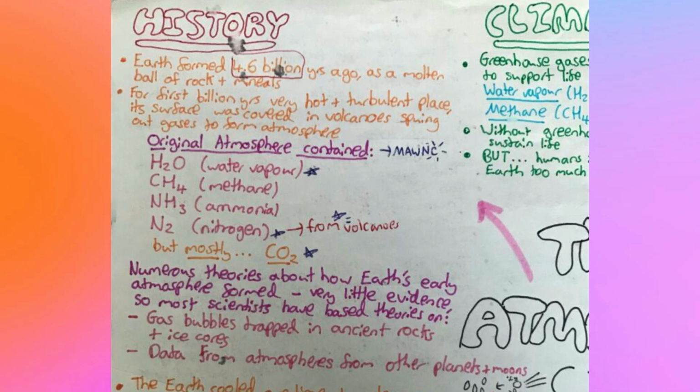Now, we have numerous theories about how the Earth's early atmosphere formed, but very little evidence. So most scientists have based their theories on gas bubbles trapped in ancient rocks, gas bubbles trapped in ancient ice cores, and data from atmospheres from other planets and moons like Venus and Mars.